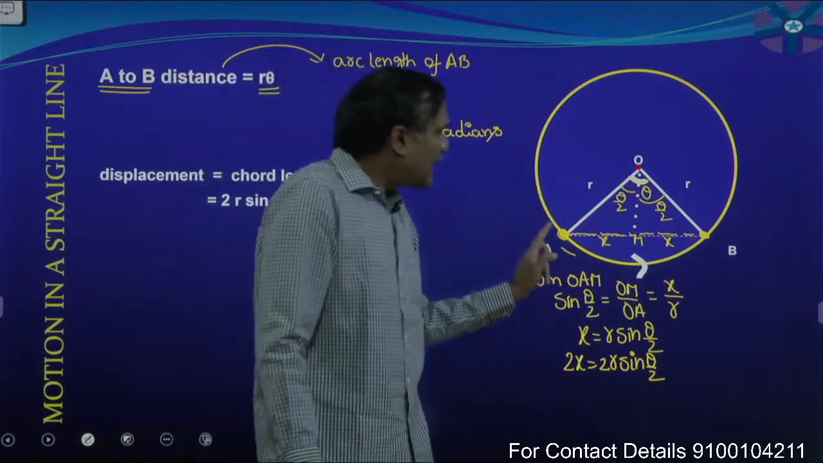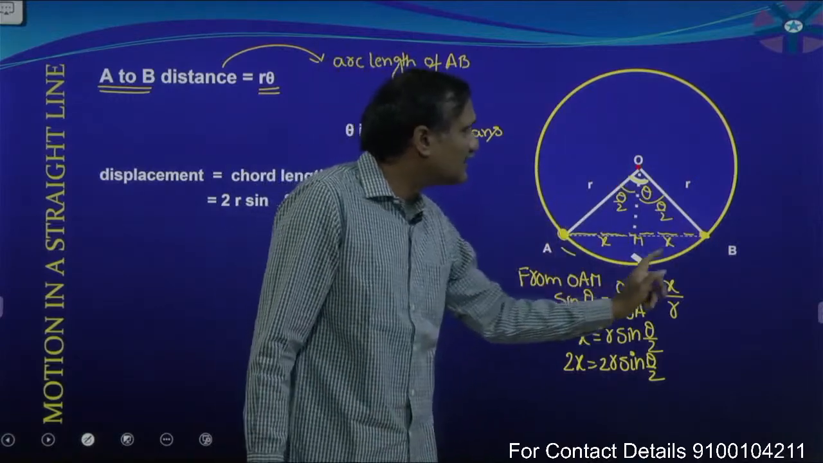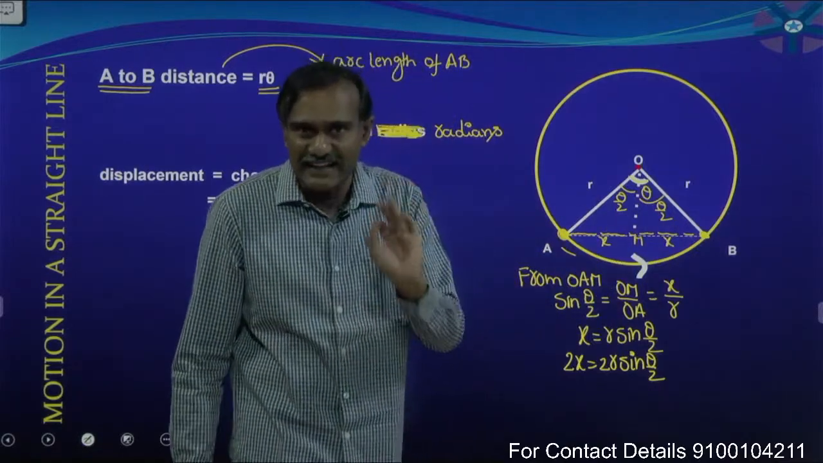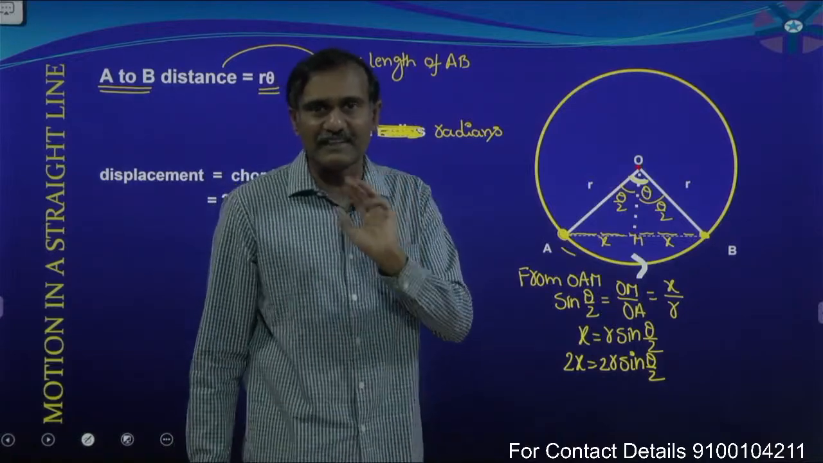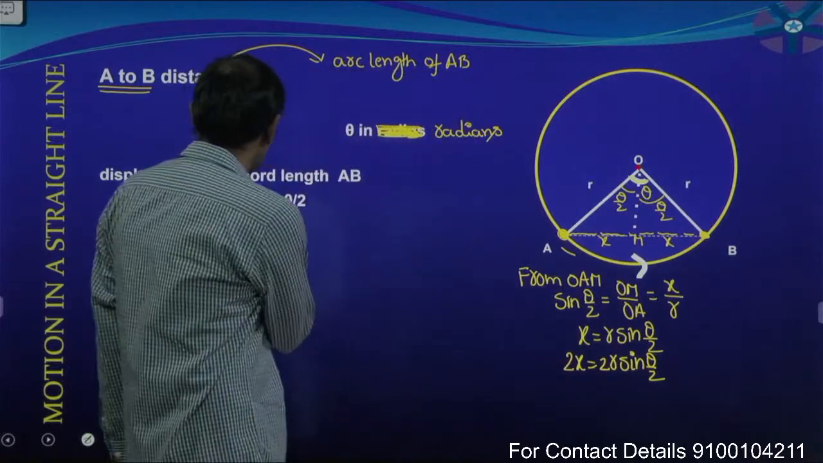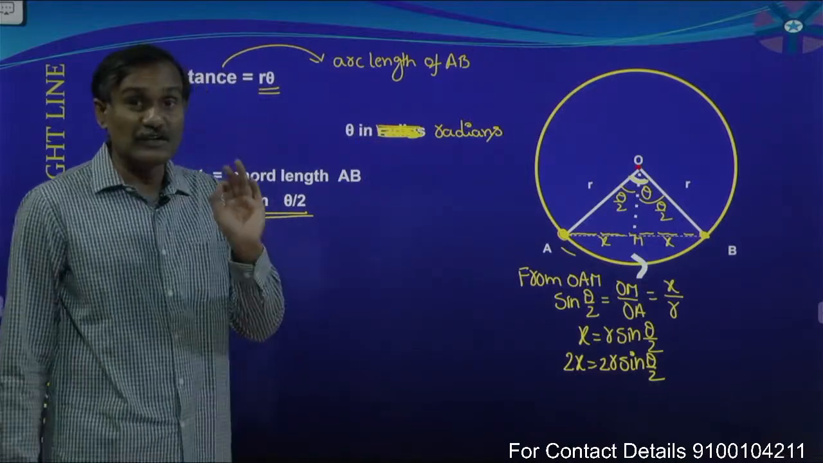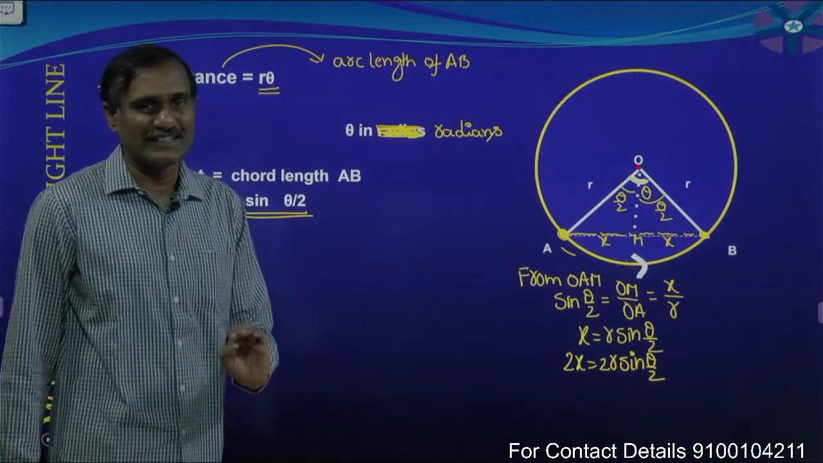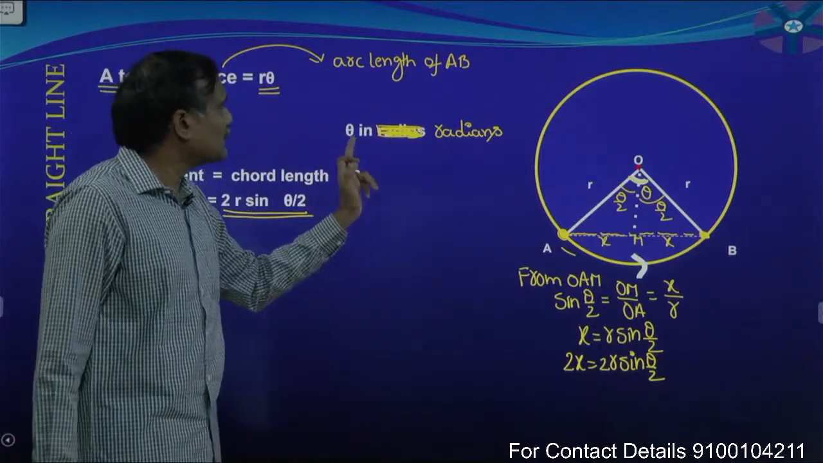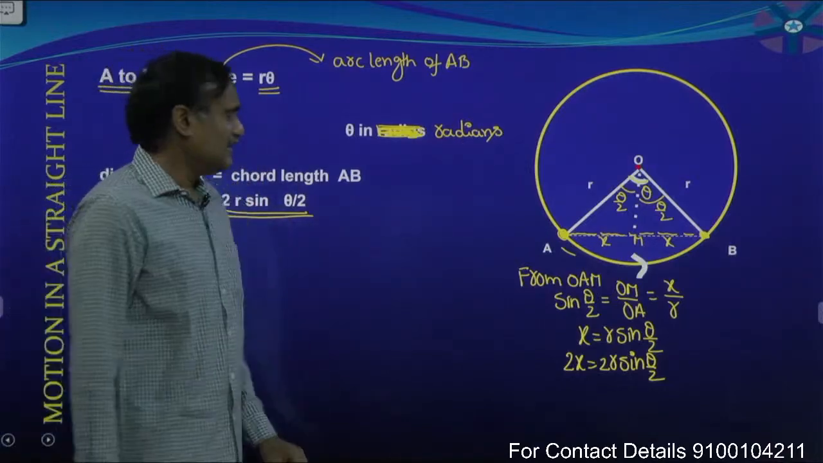That means a particle is moving along a circular path. When it travels from one point to the other point, its radius subtends an angle theta at the center. The displacement travelled by the particle is equal to 2r sin theta by 2. Remember that. In the case of distance or path length, in terms of theta, you must consider radians.